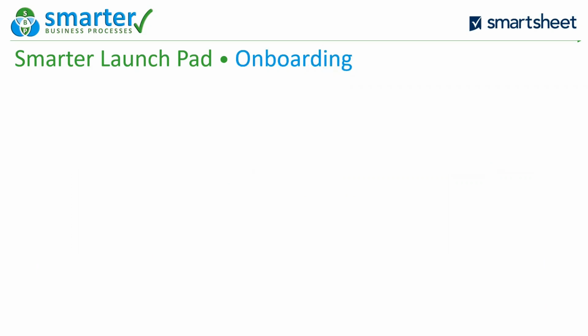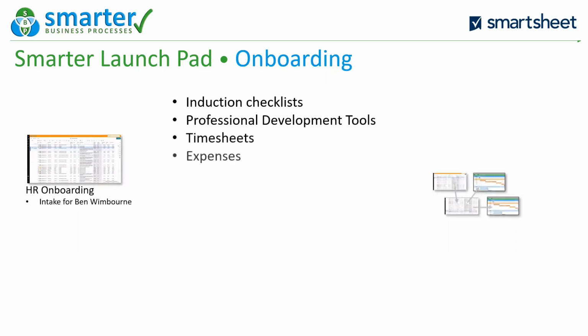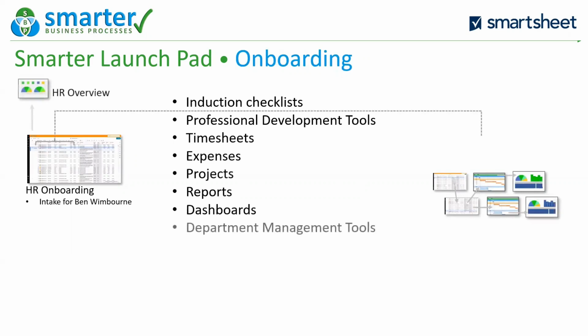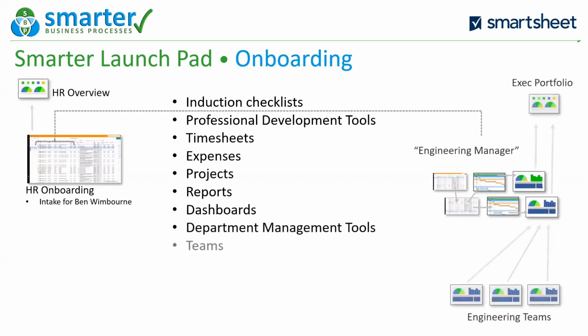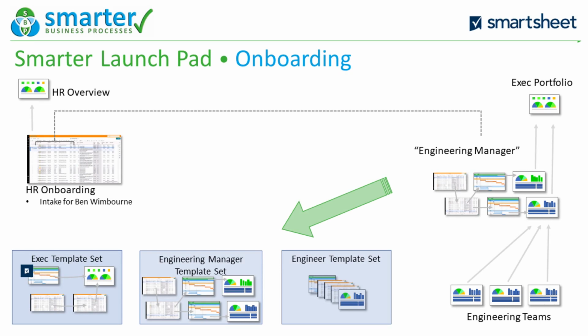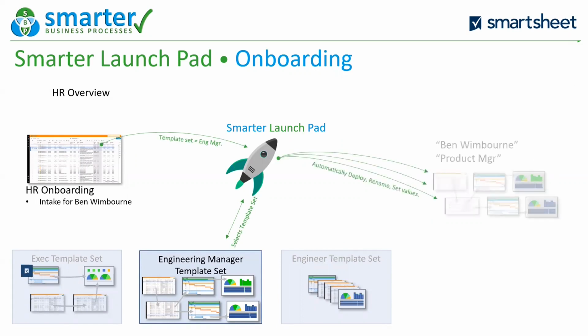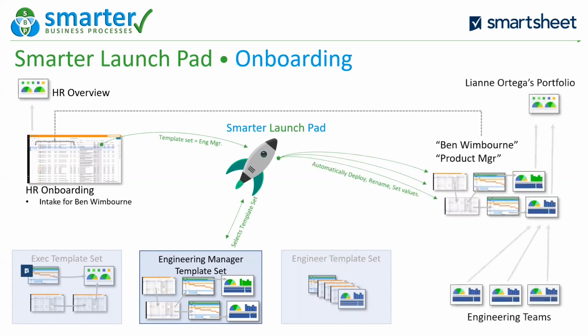Taking onboarding as an example, with a new recruit, you will have induction checklists, professional development tools, timesheets, expense sheets, standard projects, reports, dashboards, department management tools, and you'll need to embed them in the right team, which can be a lot to get right every time. So, create a template for your most common employee types, and let Smarter Launchpad pick up the details from the intake sheet and select the appropriate template, and deploy and connect the items you need to onboard your employee.